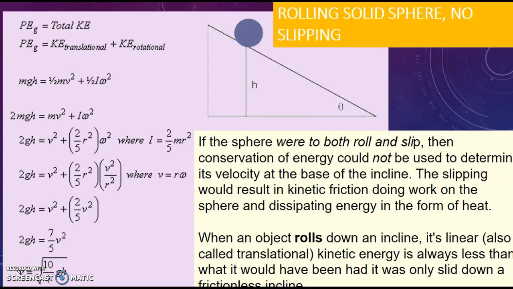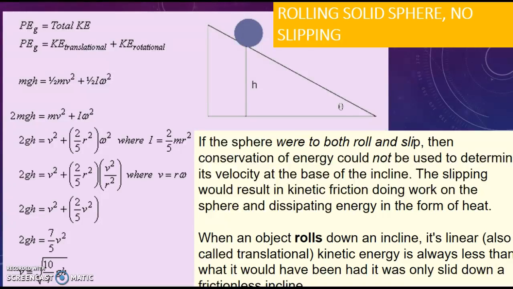So what this basically shows is that the velocity can be calculated at the base as long as the sphere doesn't slip. If the sphere was to slip and roll, then we couldn't use this formula or this thinking to calculate the velocity of the sphere at the base, because the slipping would result in kinetic friction doing work on the sphere and the loss of energy in the form of heat.